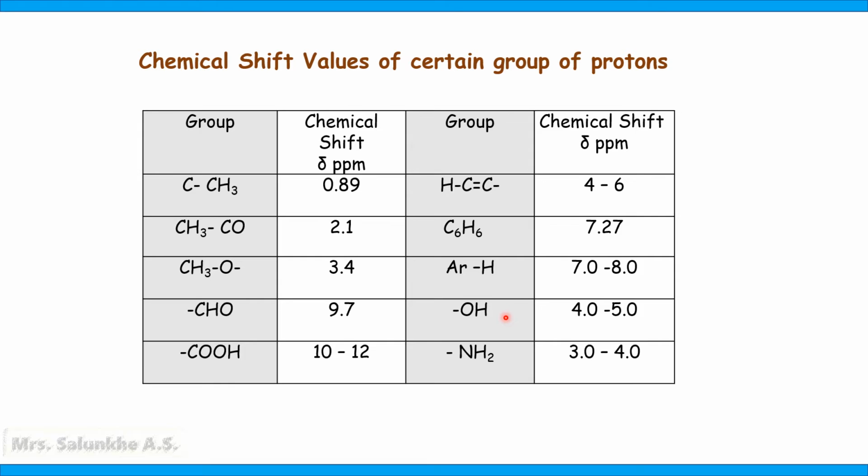In case of the hydroxyl group, that is OH, the chemical shift range is from 4.0 to 5.0. But if the alcohol is pure in nature, then its chemical shift value may vary from 1.5 to 5.0 delta ppm. In case of amines, the chemical shift range is 3.0 to 4.0. These are some important group chemical shift values that have to be remembered while solving NMR spectroscopic problems.